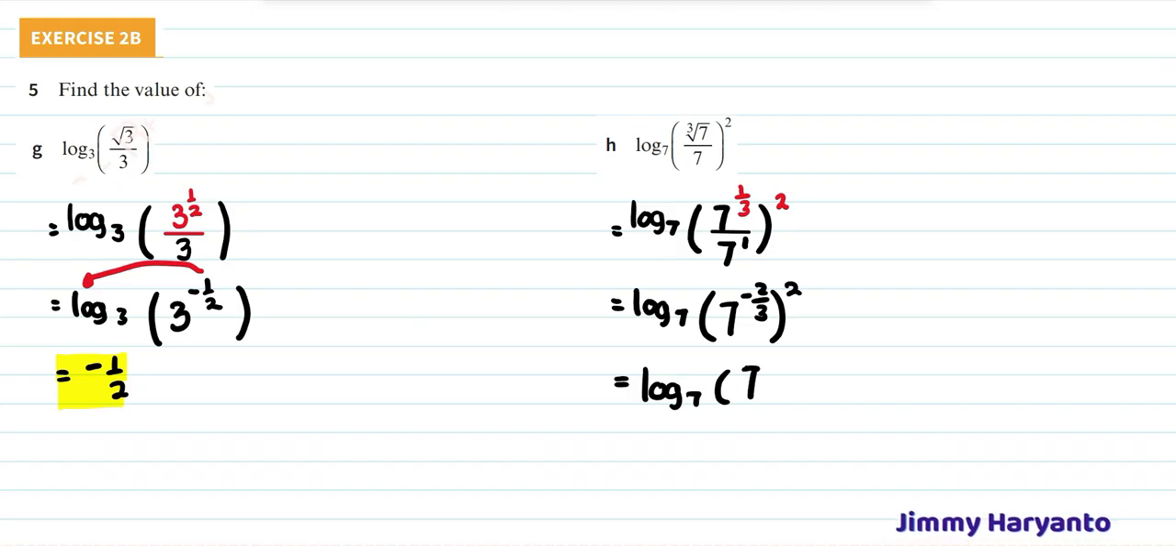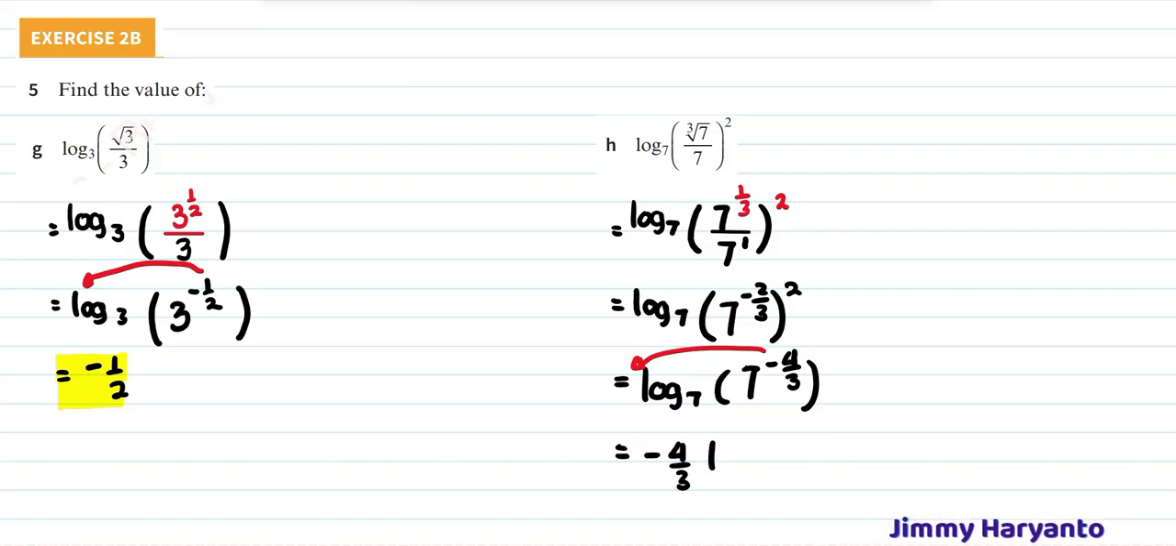You have 7 to the power of negative 4 over 3, and since we have the powers of negative 4 over 3, we can move it to the front. You'll have negative 4 over 3, and then log 7 of 7 equals 1, so negative 4 over 3 times 1, and the final answer is negative 4 over 3.